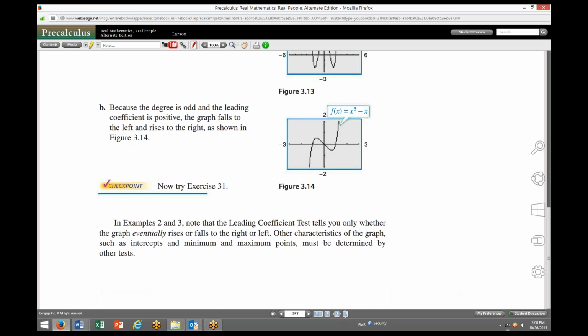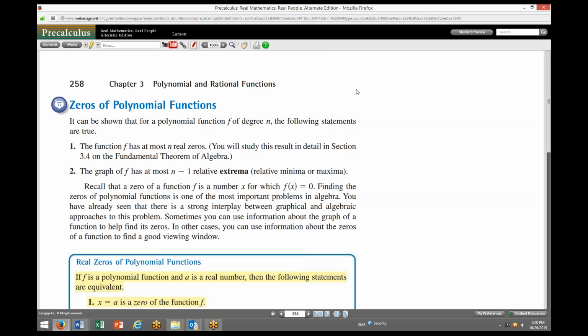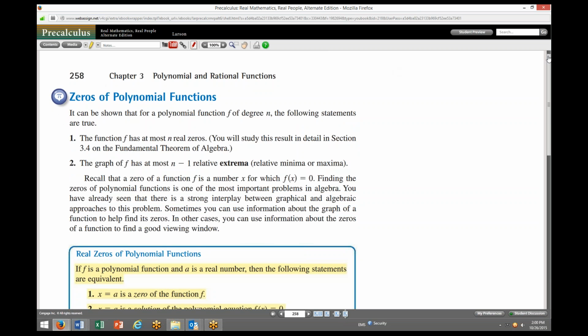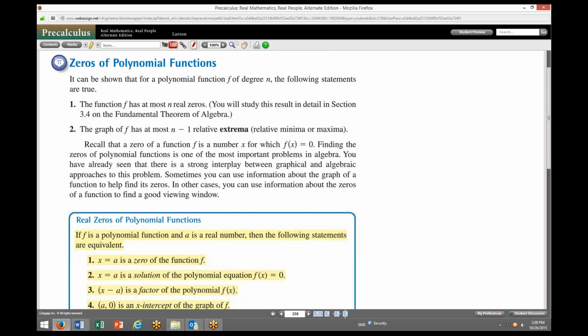Now, I also want to show you this. This is a term we haven't used a lot yet, but we're going to start using it some more. Zeros of polynomial functions. So zeros of polynomial functions is going to turn out to be basically like when we were trying to find solutions to equations earlier in the course.